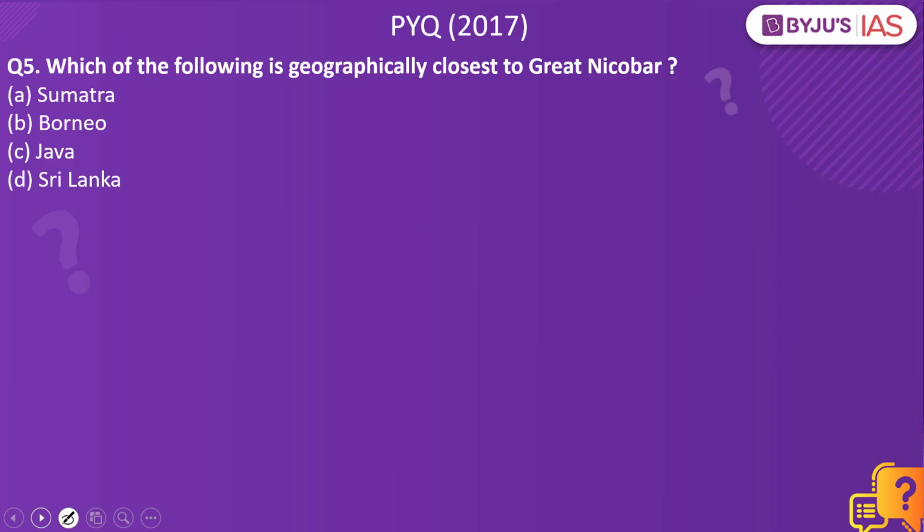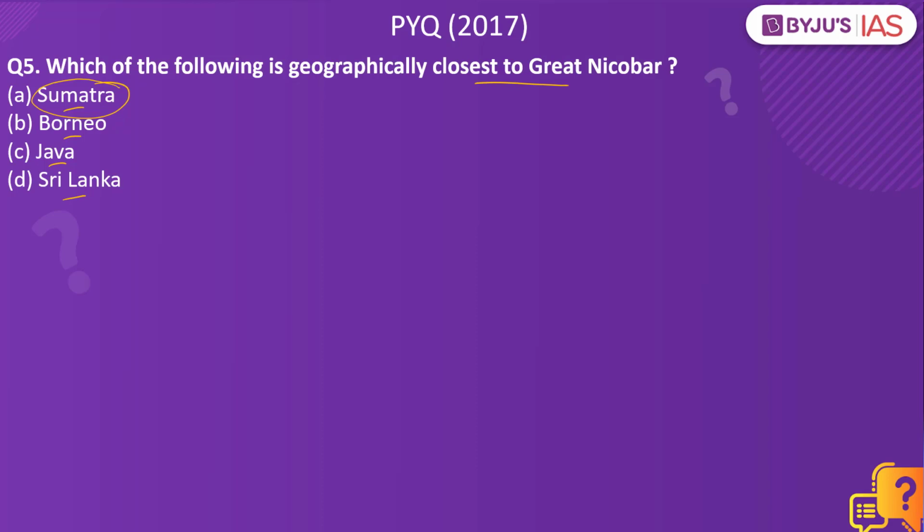Now let's look into the next practice question. Which of the following is geographically closest to Great Nicobar? Sumatra, Borneo, Java, Sri Lanka. The answer to this is Sumatra. This is a straightforward question. The distance between Sumatra and Great Nicobar is approximately 1192 kilometers. The distance between Great Nicobar and Sri Lanka is about 1400 odd kilometers. The distance between Great Nicobar and Borneo is more than 2000 kilometers, and the distance between Great Nicobar and Java is more than 1800 kilometers.